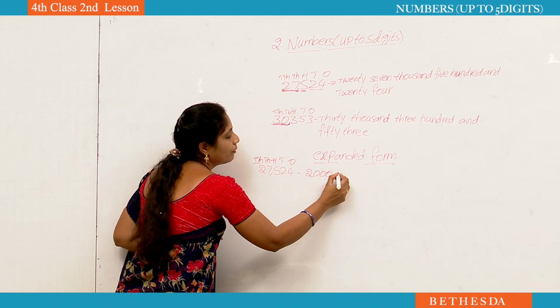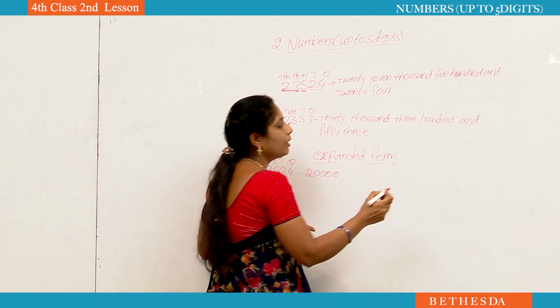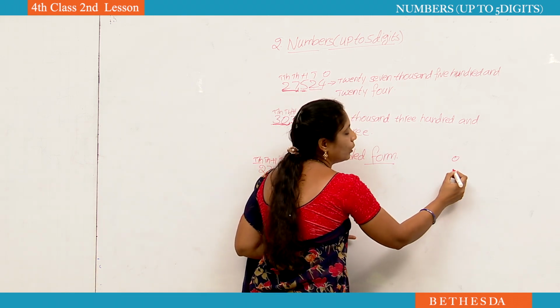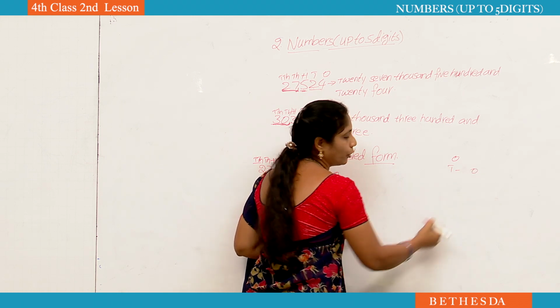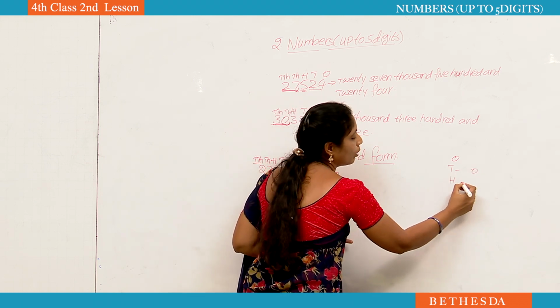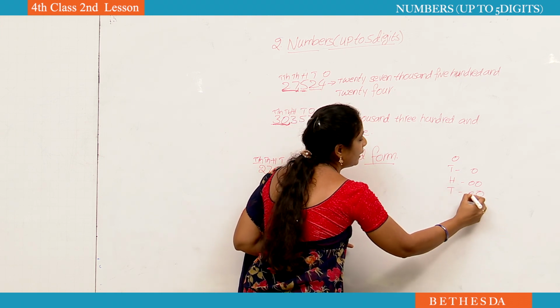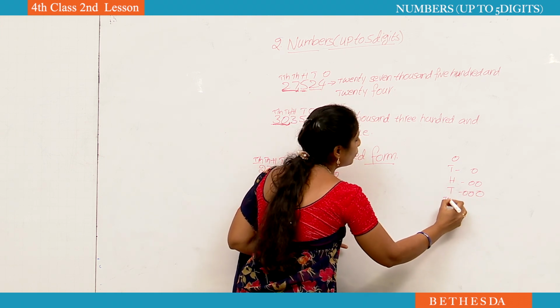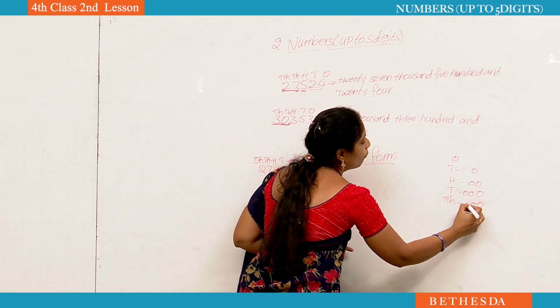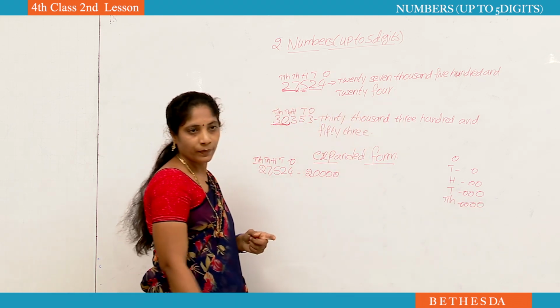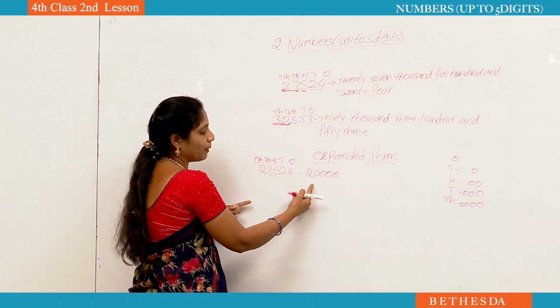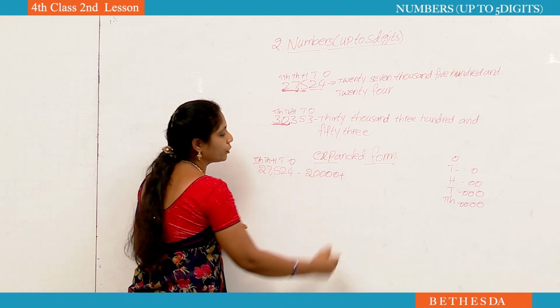Remember, we already learned that in the ones place we don't have a zero. In the tens place we have only 1 zero. In the hundreds place we have 2 zeros. For the thousands place, 3 zeros. For the 10,000's place we have to write 4 zeros. Okay, 2 is at the 10,000's place. That's why after 2 we have to write 4 zeros.